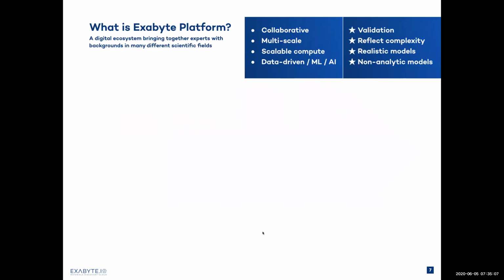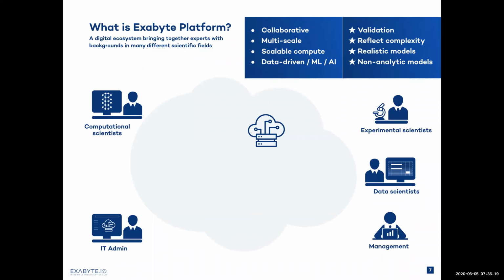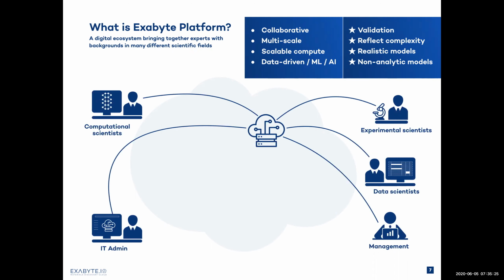So what do we envision the platform to be? We start with the cloud as the focal point where multiple different kinds of users can communicate, can exchange data, can collaborate. And we identify 5 different types of users, starting from the computational scientists themselves, and including experimental scientists, data scientists, IT administration, and the R&D management to see how the projects are progressing.